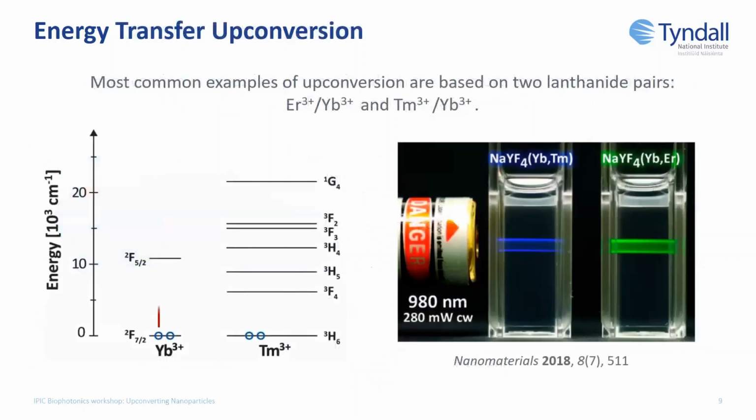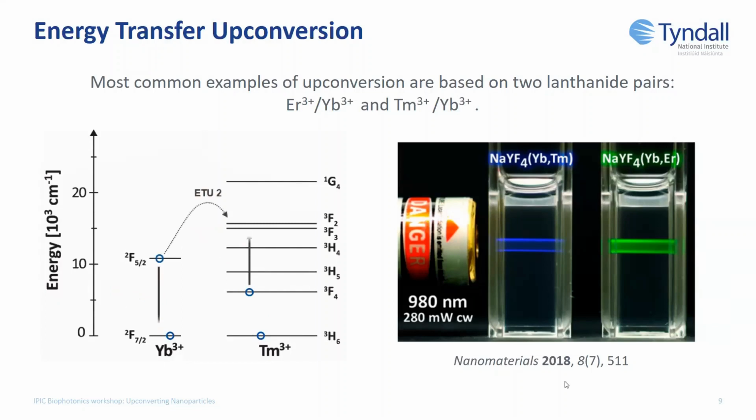The two most common examples of pairs based on two lanthanide elements are erbium and ytterbium, and thulium and ytterbium. If you look at the image on the right-hand side of the slide, we can see the emission from both of them. We excite them in the near infrared, with 980 nanometers, so we can penetrate relatively deep with that wavelength. The ytterbium is used as the sensitizer, so that's the ion that absorbs the light, and thulium and erbium are used as activators, and they are the ones that emit light afterwards.